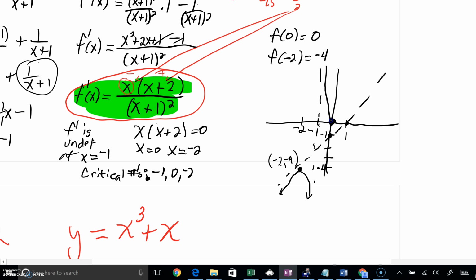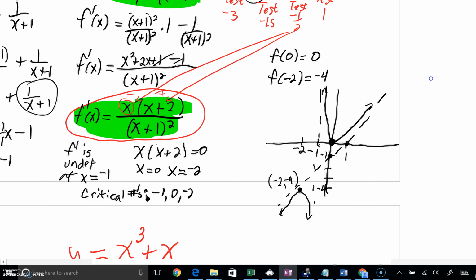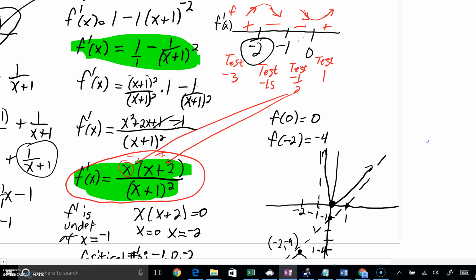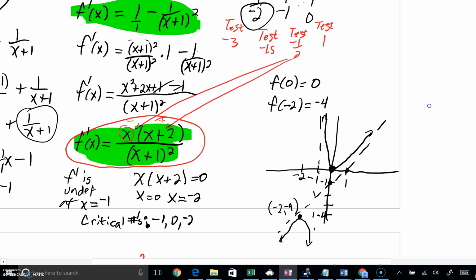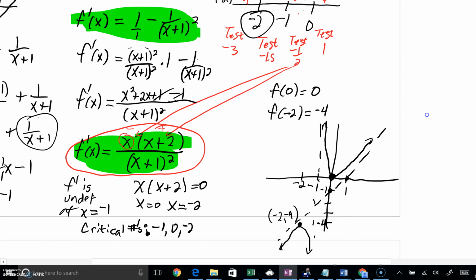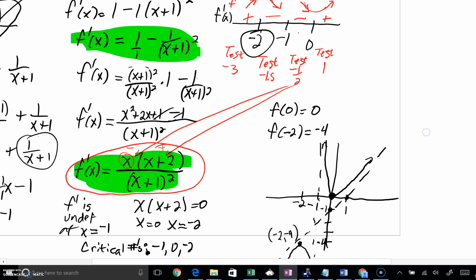Likewise, we knew we were going down, and then we're going to come back up. At 0, 0, you can see just by the number line test, that's where we're going to have a local minimum. And that can help you out tremendously. Okay, we'll move on to our example 3.